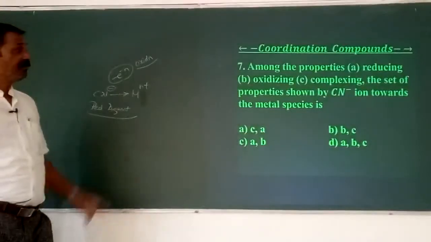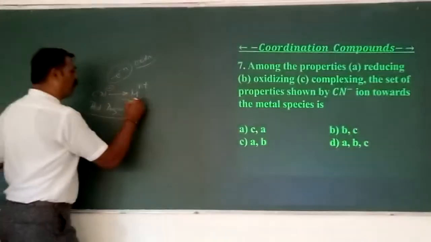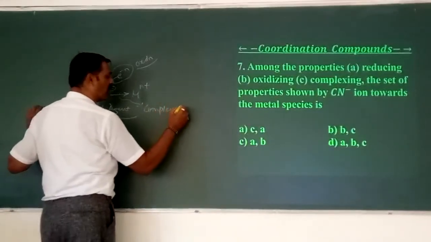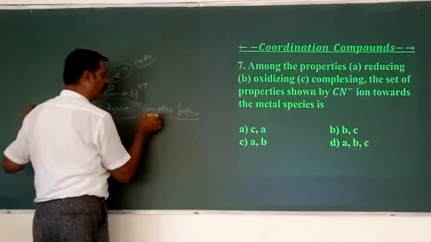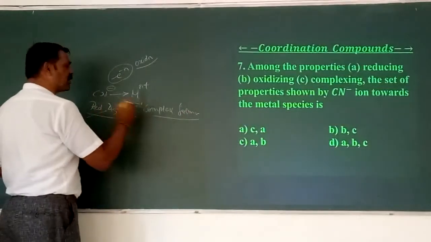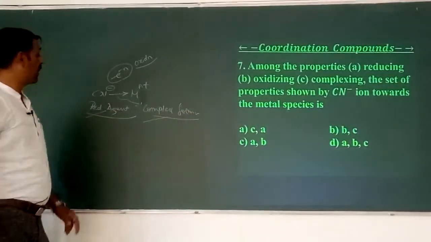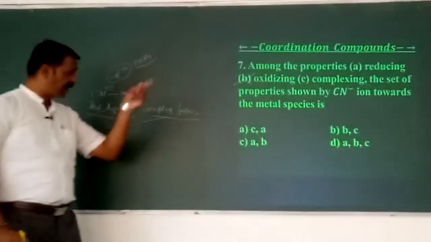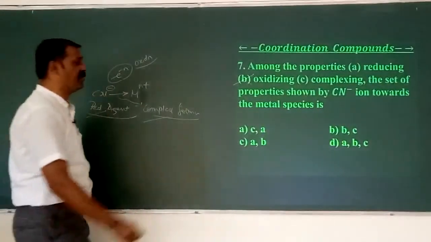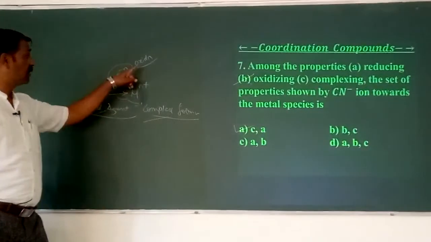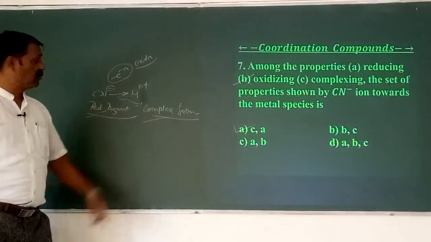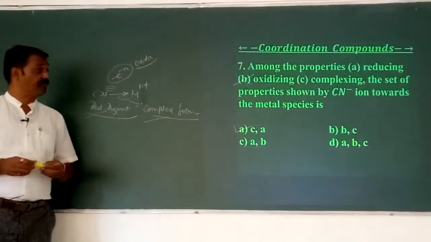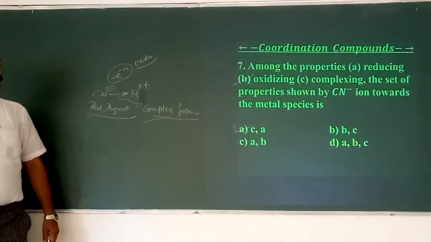Apart from that, it is involved in the formation of a complex salt, therefore it is called complex formation. It is not only a reducing agent but also a complexing agent, but cannot be an oxidizing agent. So I can expect A and C, or C and A. The ligand shows not only the reducing agent property but also complex formation. Okay, so that is the 7th.